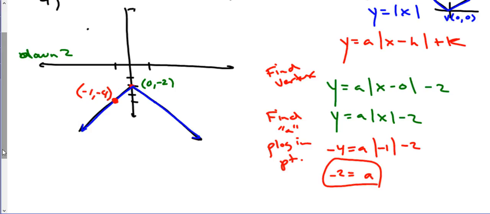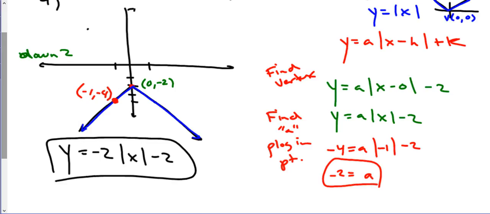So what is our final equation? Well, the equation of this graph appears to be y equals negative 2 times the absolute value of x, minus 2. And that's the equation of our absolute value function.